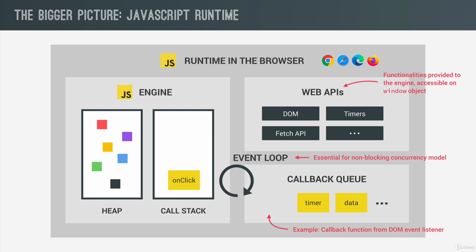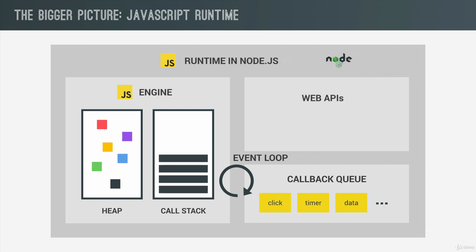Alright, so as I already said, the focus in this course is on JavaScript in the browser, and that's why we analyzed the browser JavaScript runtime. However, it's also important to remember that JavaScript can exist outside of browsers, for example in Node.js. And so here is what the Node.js JavaScript runtime looks like. It's pretty similar, but since we don't have a browser, of course we can't have the web APIs, because it's the browser who provides these.